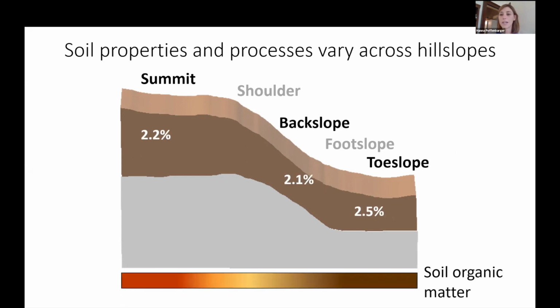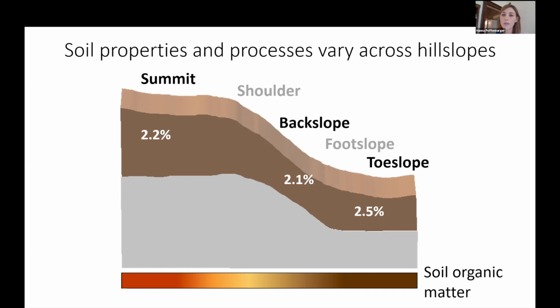And finally, the organic matter levels can also vary, and we typically see that the toe slope, again, is going to be the most enriched in soil organic matter. Again, you have the accumulation of topsoil that can be eroding from uphill, which tends to be enriched in organic matter. And you can also have slightly slower decomposition taking place where you have slightly wetter conditions on average.